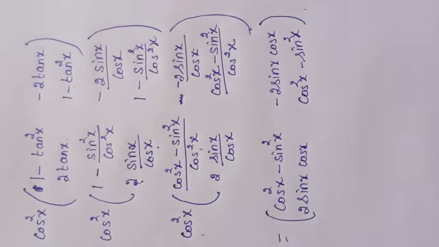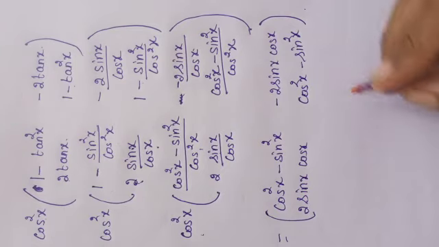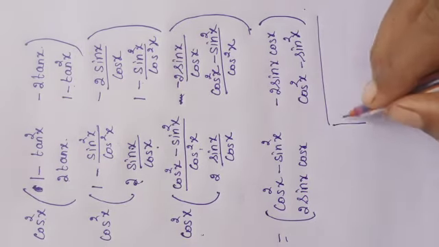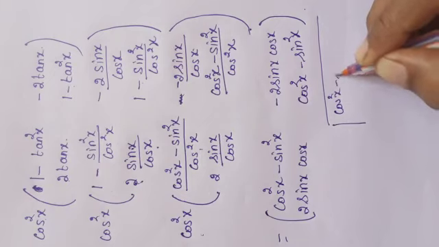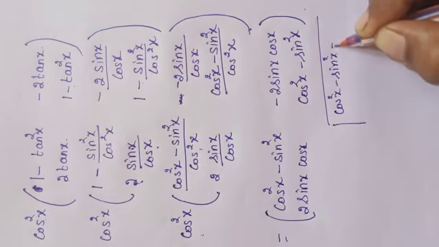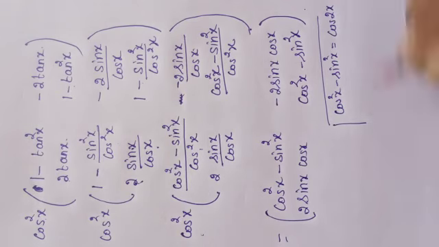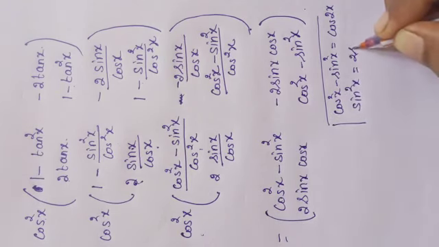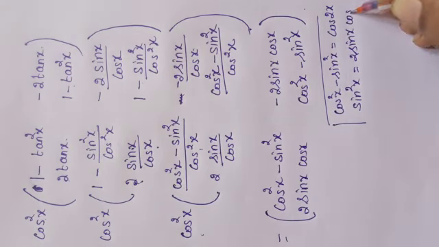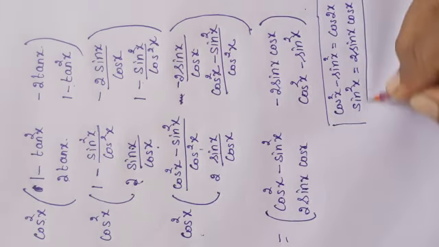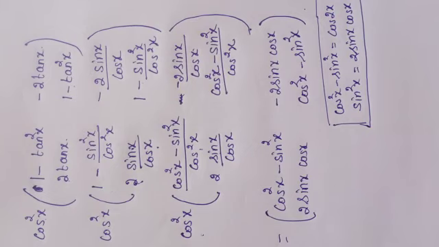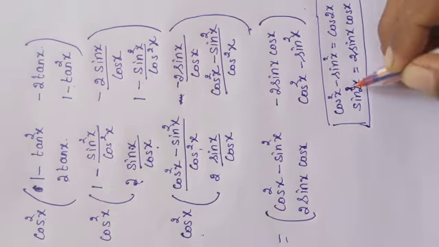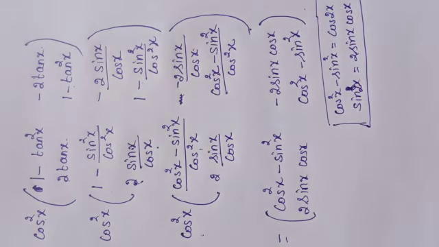See, now this is our time to recall the trigonometry formulas. See here, this is cos square x minus sin square x, direct formula, that is cos 2x. The same way, sin 2x is equal to 2 sin x cos x. Cos 2x is equal to cos square x minus sin square x, and sin 2x, not square x. Sin 2x equal to 2 sin x into cos x.